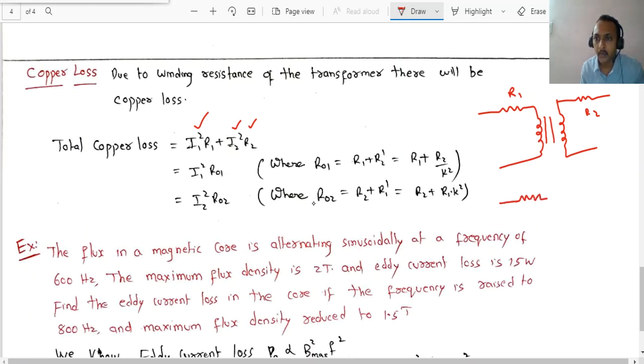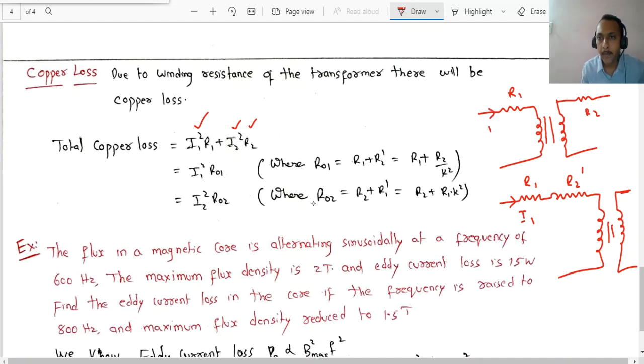For example, R1 will be as it is, and R2 will be there, and when this transformer secondary resistance is brought towards the primary side, the indication you should give is R2 dash. It is called R2 dash, and the primary side resistance will be the same, R1 only. This is I1, and here you have V1, and this is the induced EMF E1, and this is the current I2. Now this R1 plus R2 dash together we will call R01.